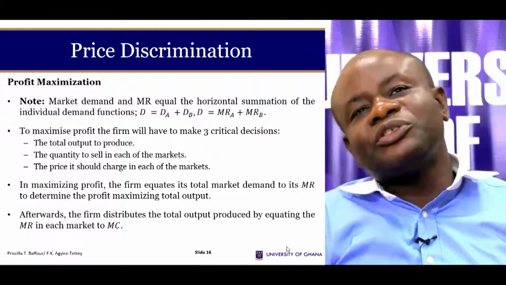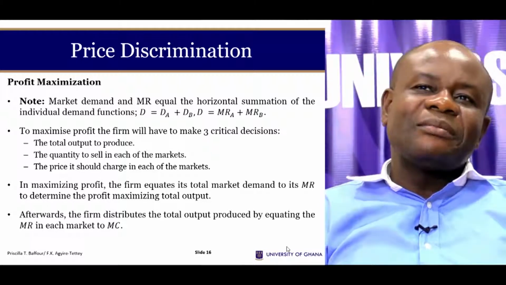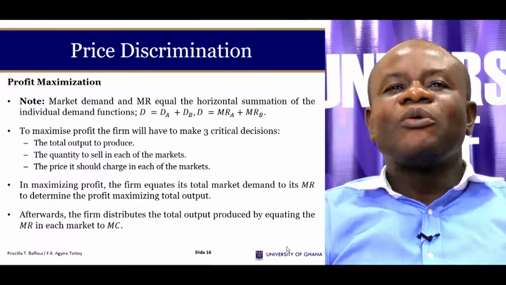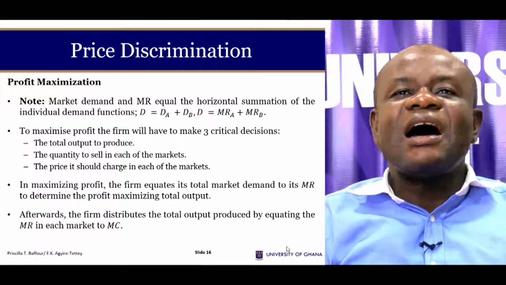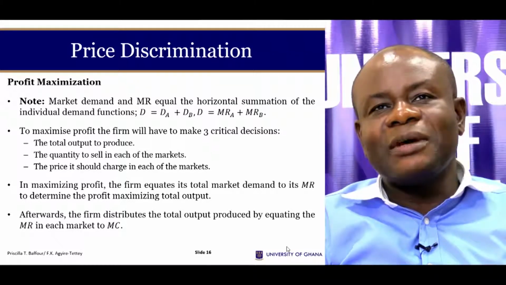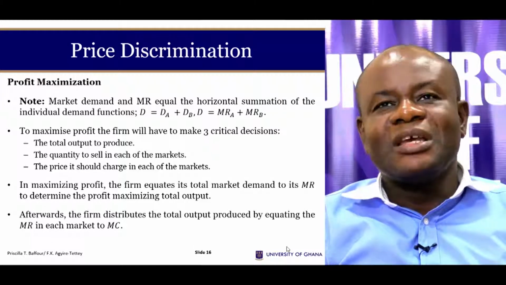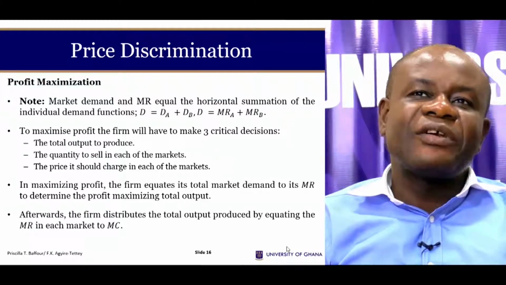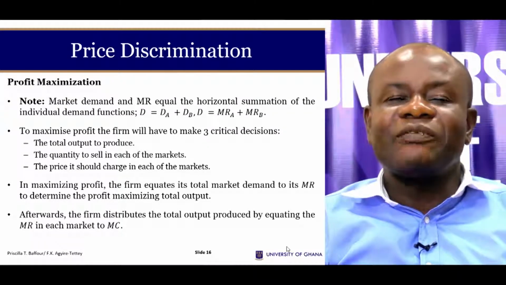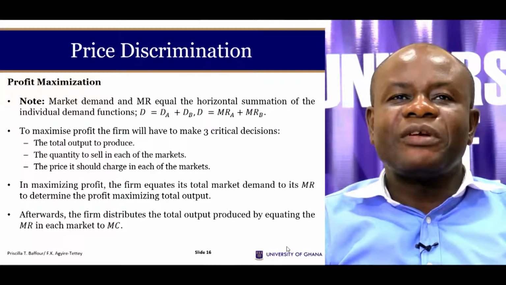And for the monopolist to discriminate, we must know the total demand, the demand for the firm, and also the marginal revenue. What we are going to say is that the demand for the monopolist will be equal to the total demand, which will be equal to the demand in market A plus the demand in market B. The same applies to the marginal revenue. Our marginal revenue in market A plus that of market B must be equal to the total marginal revenue.